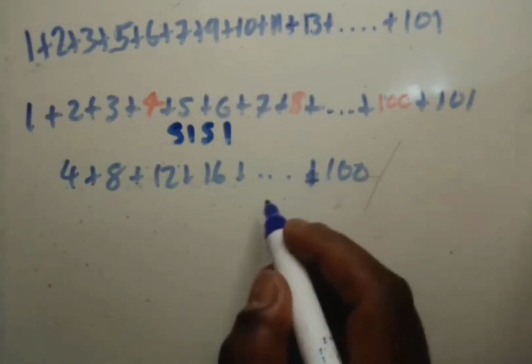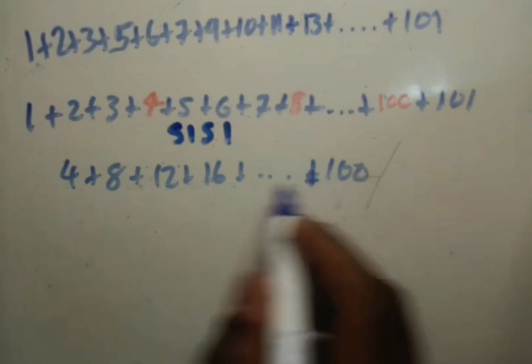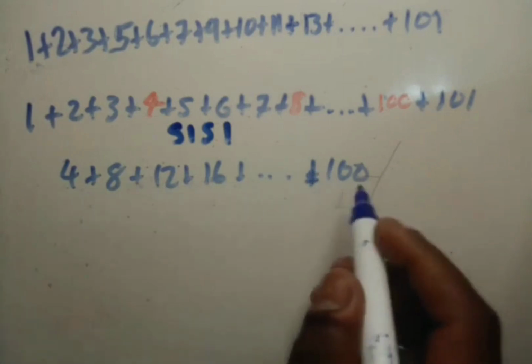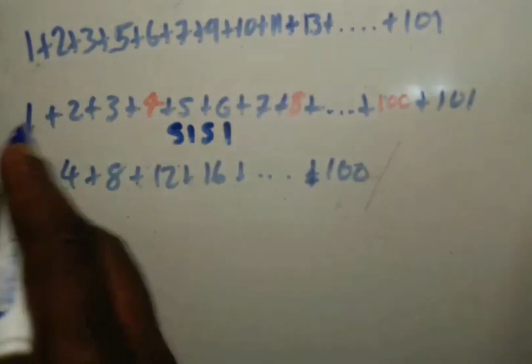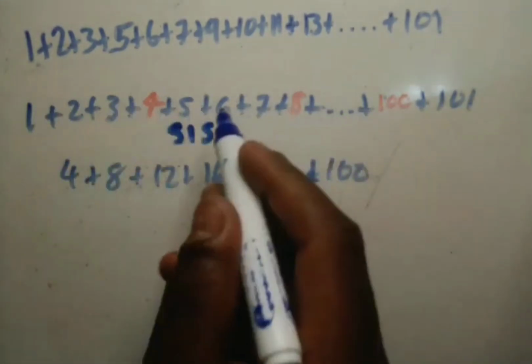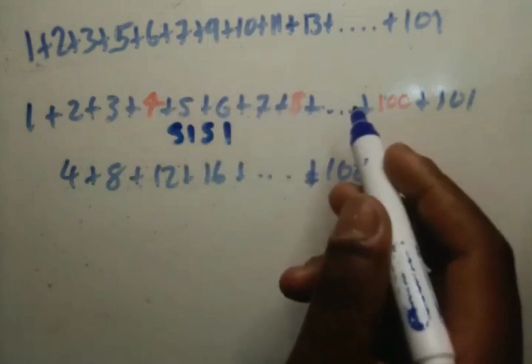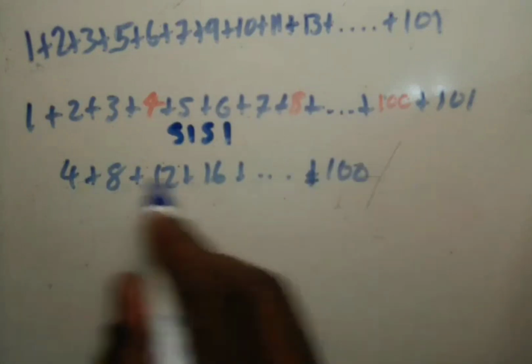Why do we need the Tn formula? We need to figure out how many terms there are. We cannot find the sum without knowing how many terms there are. Here it was quite obvious. We know there's 101 terms because it's just 1, 2, 3, 4. So the value of the term in this case is the same as the term number. But here, of course, it is not the same.